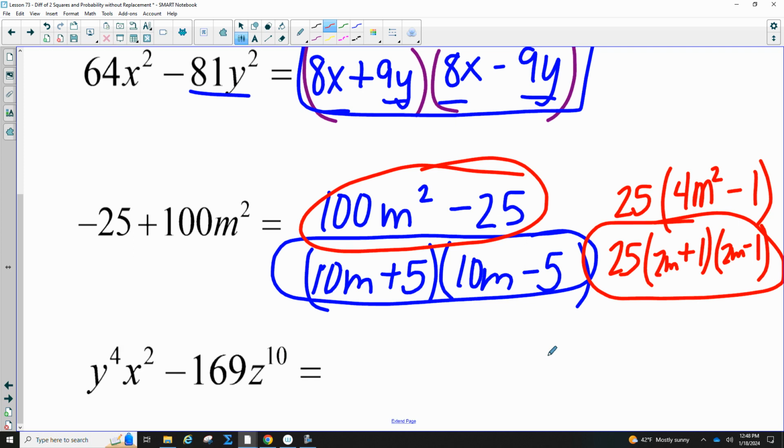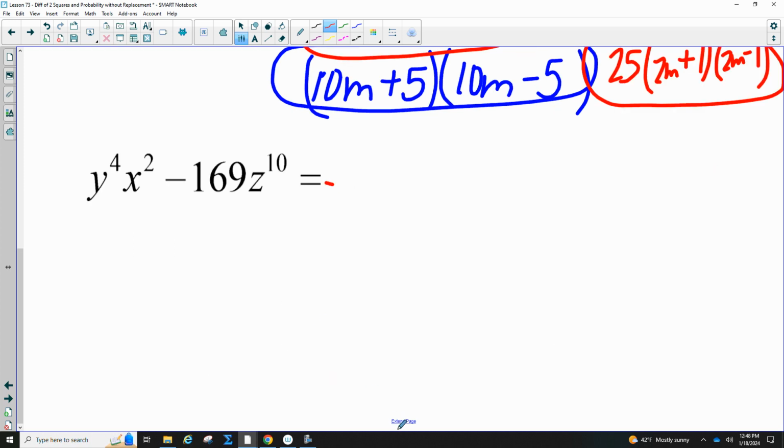All right, there's no GCF on this one. I don't see any GCF, okay? So then you have to ask yourself, is this a difference of squares? Because there's only two terms, all right? Is everything a perfect square? 169 is actually 13 times 13, all right? And as long as these are all even, it actually works, all right?